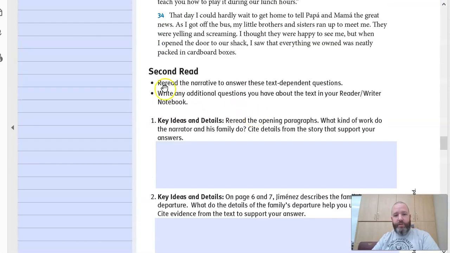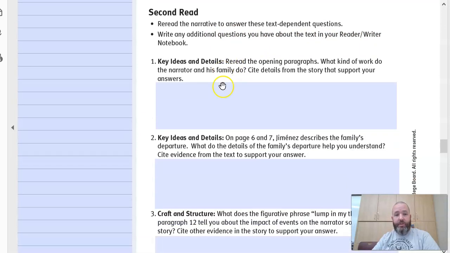And then it says, here I'll go over the directions and then I'll give you time to work on it on your own. It says, reread the narrative to answer these text-dependent questions. Write any additional questions you have about the text in your reader-writer notebook. We'll come back to that later. So number 1, reread the opening paragraphs. What kind of work did the narrator and his family do? Cite details from the story that support your answers.